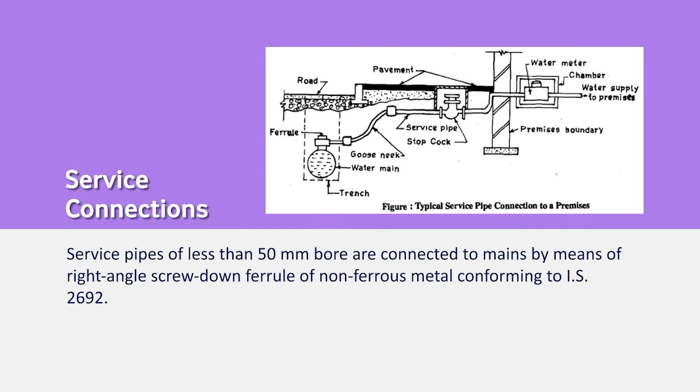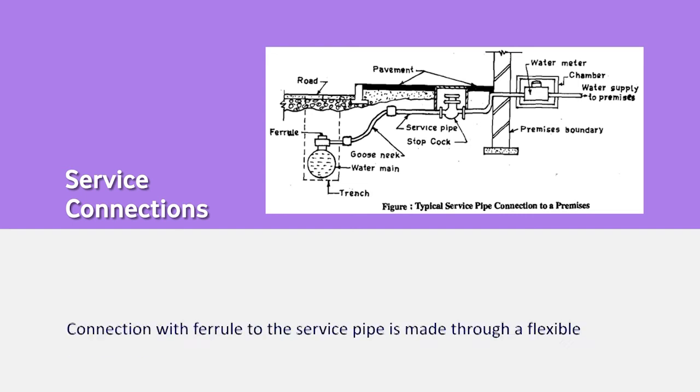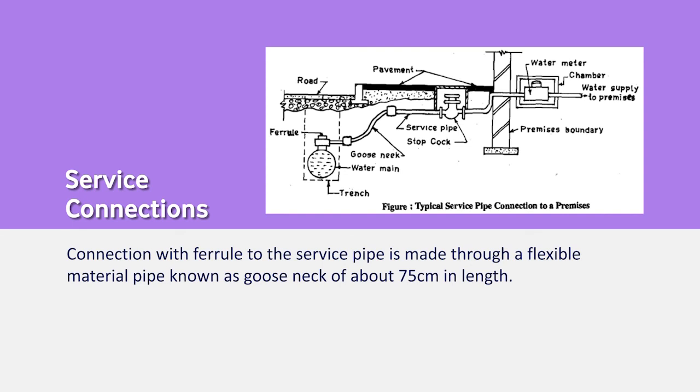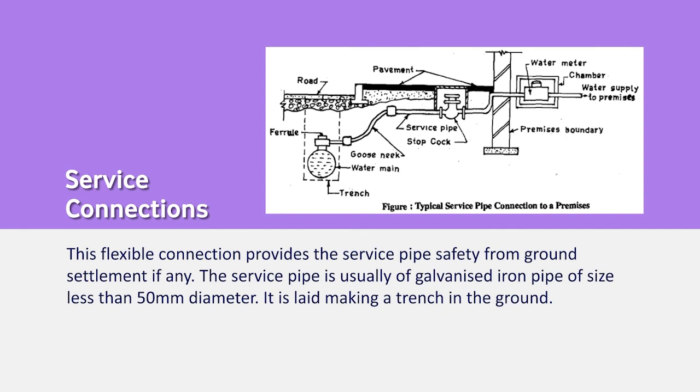Service pipes of less than 50 mm bore are connected to the main by means of a right-angle screw-down ferrule of non-ferrous material, conforming to IS 2692. Connection of the ferrule to the service pipe is made through a flexible pipe known as a goose neck, about 75 centimeters in length. This flexible connection protects the service pipe from ground settlement, if any. The service pipe is usually a galvanized iron pipe of size less than 50 mm diameter. It is laid in a trench in the ground.